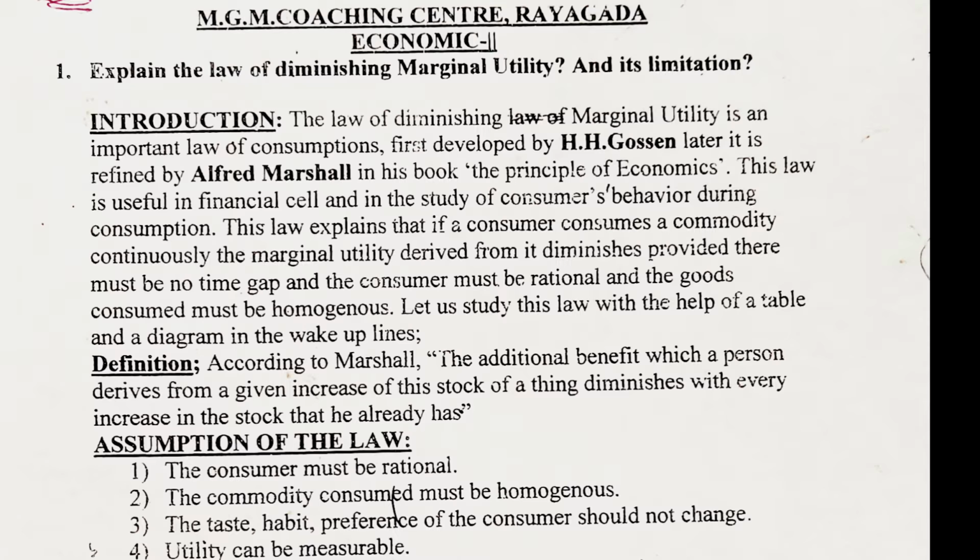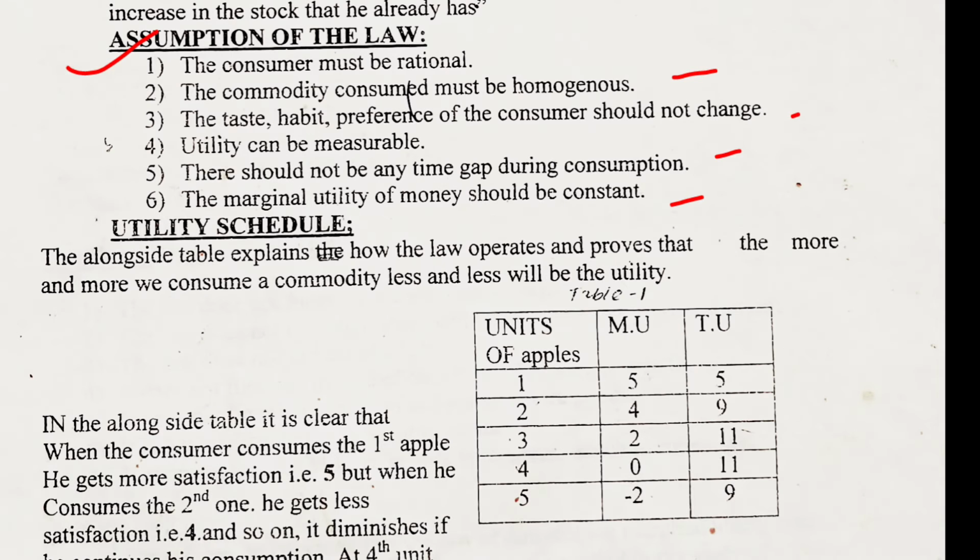This should be expressed with the help of the following assumptions: 1, the consumer must be rational. 2, the commodity consumed must be homogeneous, meaning equal in all respects. 3, the taste and habit should not change. 4, utility can be measurable. 5, there should not be any time gap.